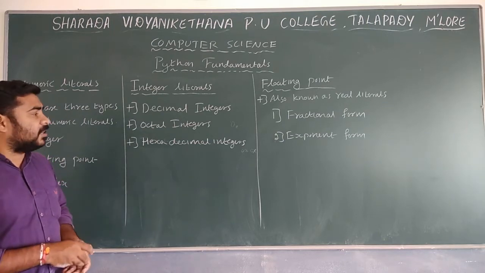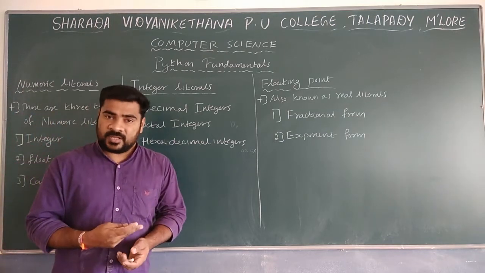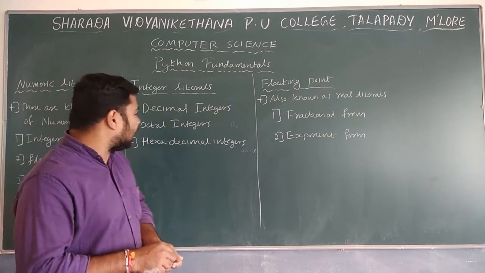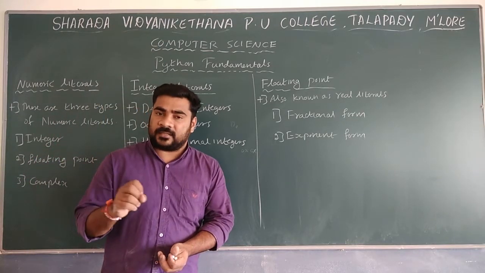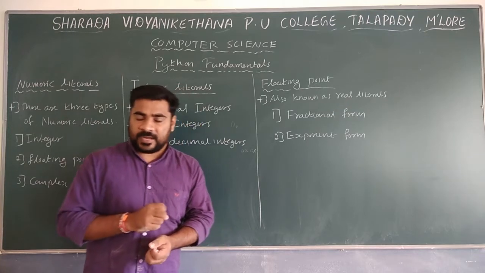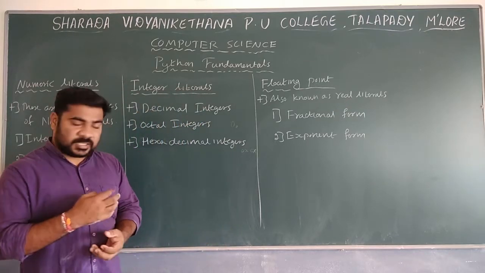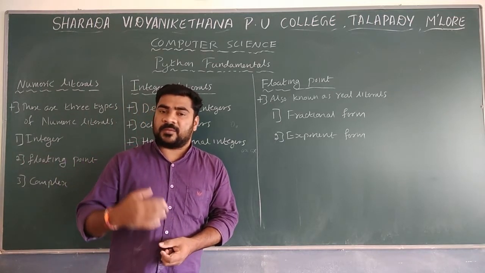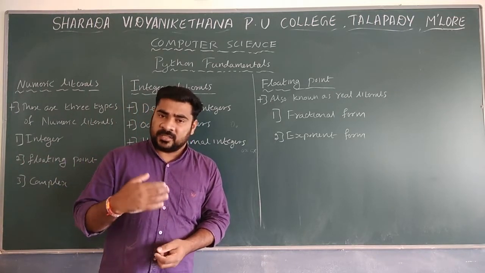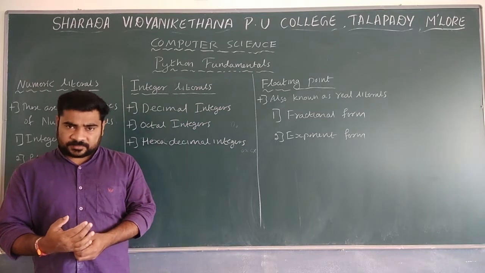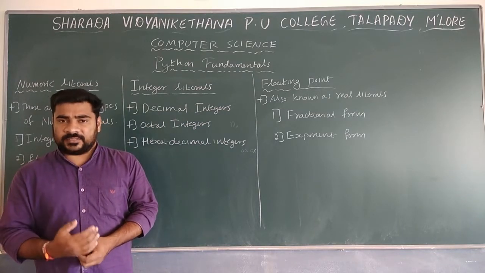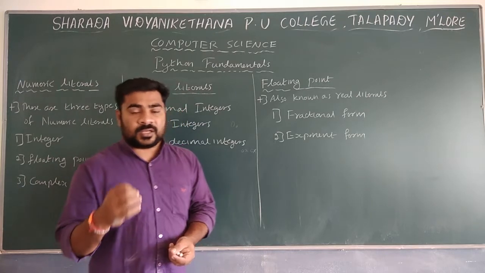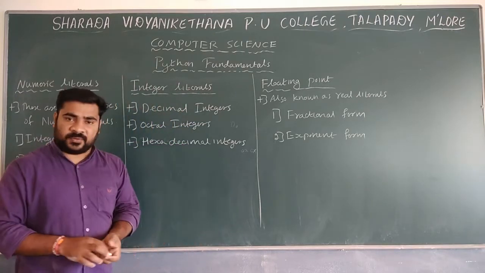A decimal number contains 0 to 9 symbols. If you take an octal number, 8 symbols are available, 0 to 7; 8 and 9 are not there in octal numbers. A hexadecimal number contains 16 symbols: the digits 0 to 9, and also the A to F characters. These are the different types of number systems we discussed in the previous session.